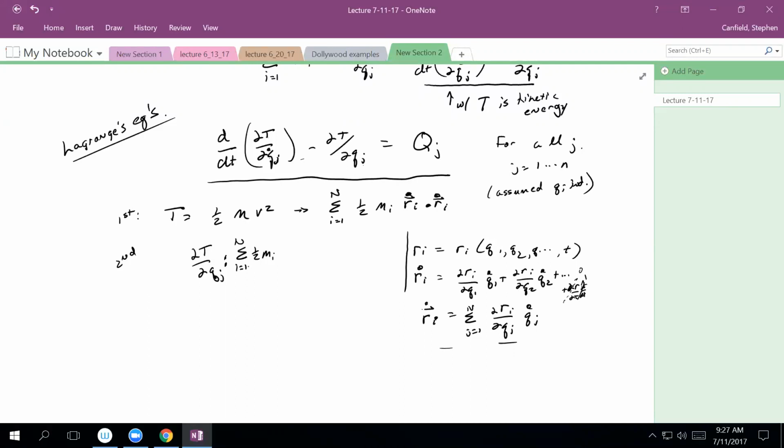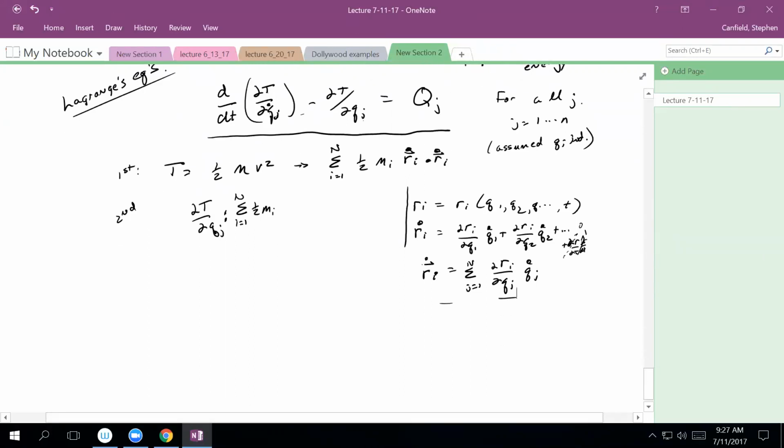Dr. Canfield? Yep. In r_i, you're canceling some values to 1 and to 0. Would you write those a little larger again? Yep. Let me zoom in here. Yeah, I got really sloppy, so let me just go back and clean this up.